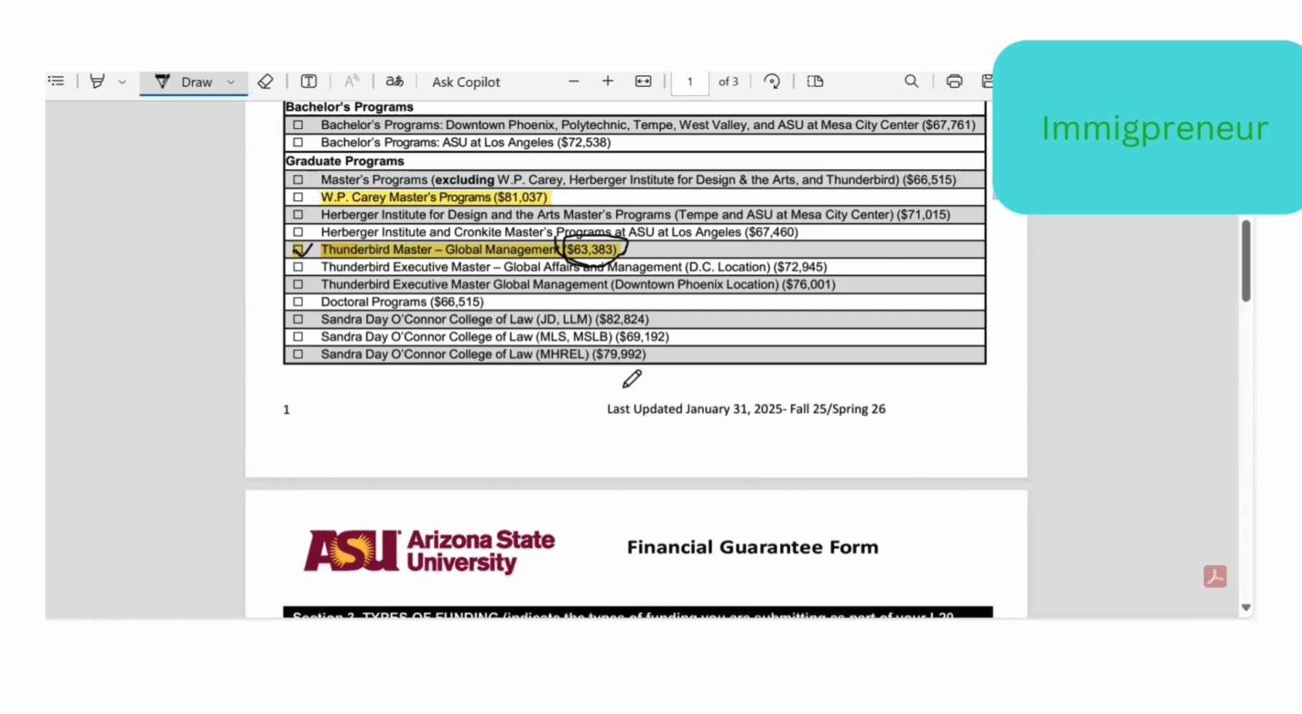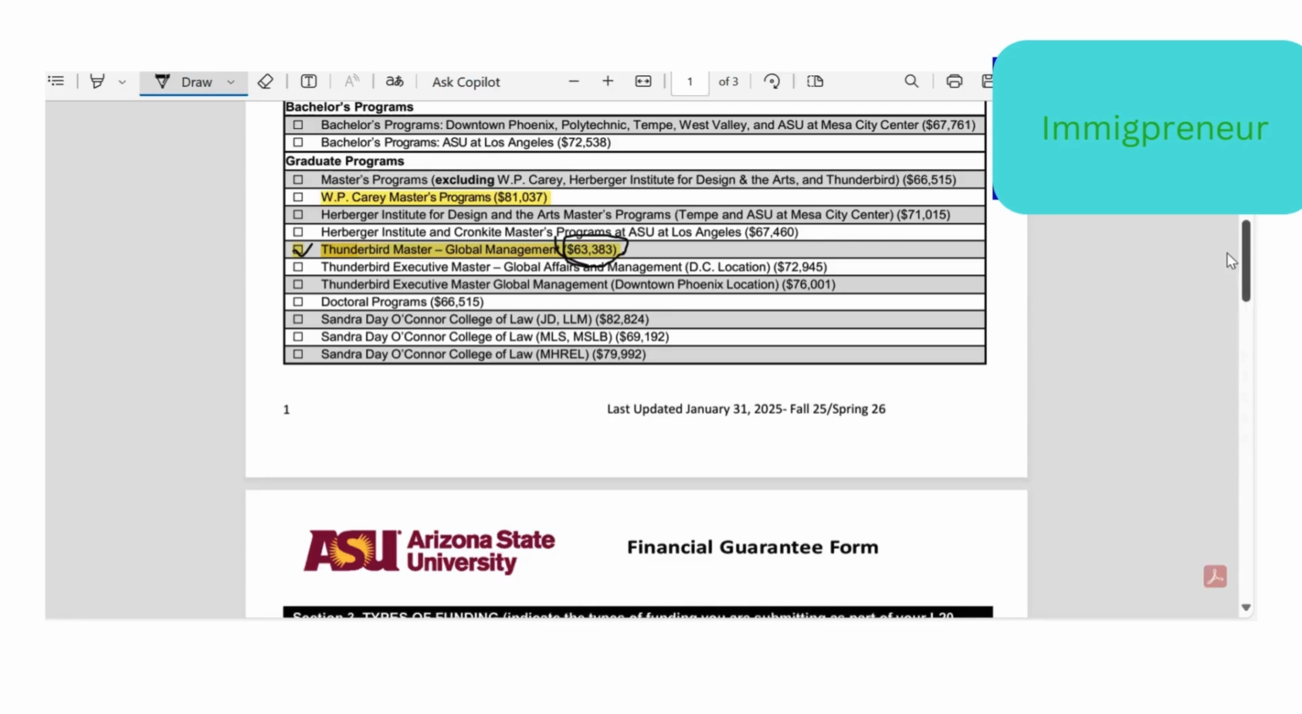The most important thing that you have to remember is you always have to make sure that the total amount of money that you have is equal to or more than the amount stated in this financial guarantee form by the university. So if it is Thunderbird, for example, make sure it's above $63,383 for this current year.